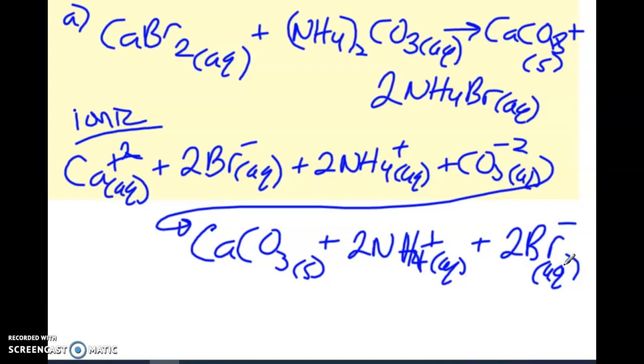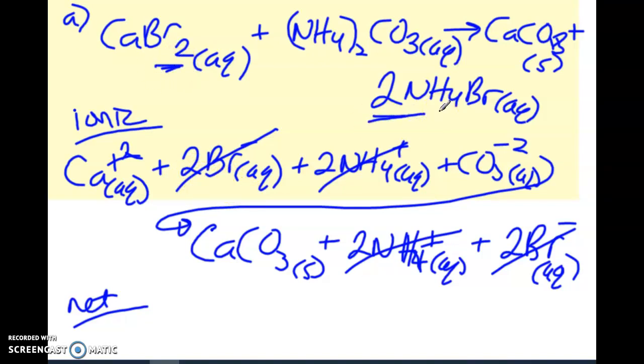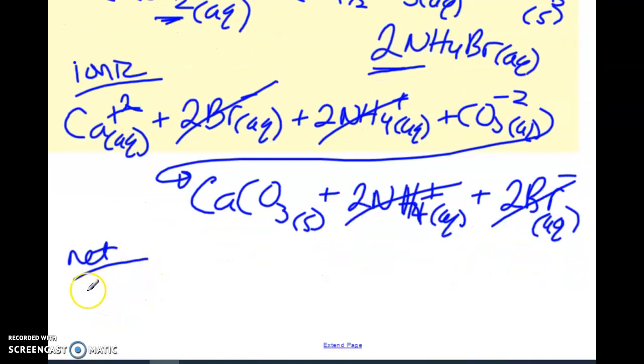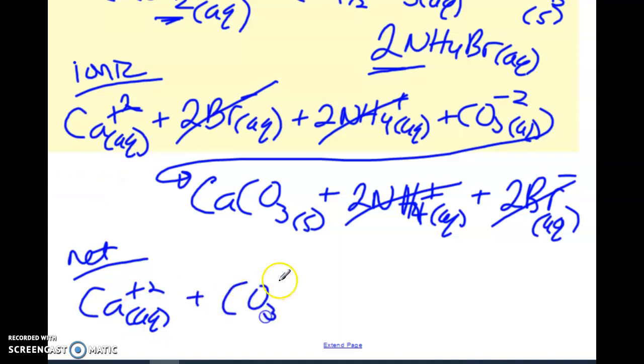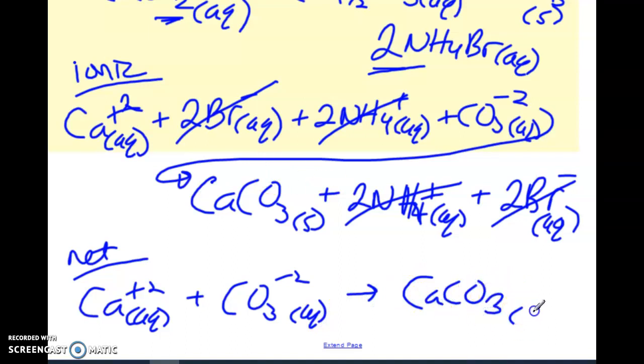Okay, so for our net ionic equation, we're going to look to see if there are spectator ions that we can cancel. So we do have some. So our bromine we can cancel and our ammonium we should cancel. By the way, you should always have the same number of ions on both sides. If it hasn't been balanced, that's the only reason why you would not have the same number, is if you did not balance that properly. So our net ionic equation is going to be calcium ions plus carbonate ions, making calcium carbonate solid.